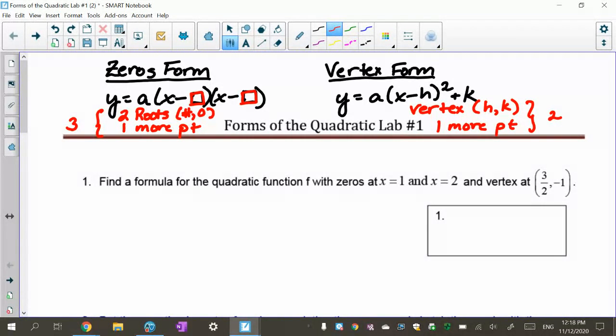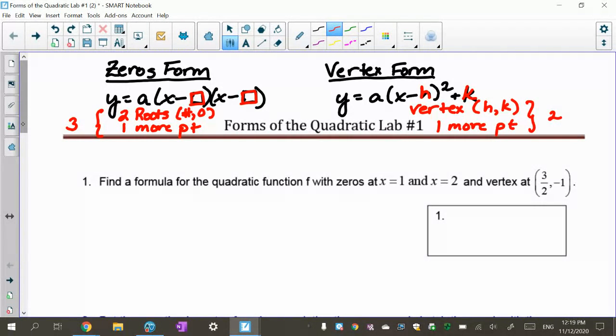The vertex form is this form over here on the side, where I have (x minus h) squared plus k. And remember, the h, k is your vertex. Again, the sign is opposite in the parentheses. So you need to have the vertex, or the turning point, and one more point. This form only requires two things: the vertex and one more point. The zeros form requires both zeros and one more point.